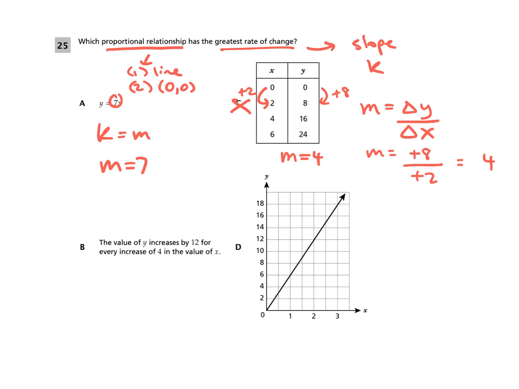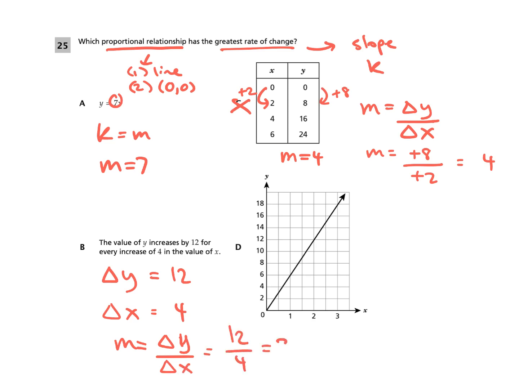B, it says the value of y increases by 12 for every increase of 4 in the value of x. So what they're saying is the change in y is 12 and the change in x is 4. So m is change in y over change in x equals 12 over 4, which is 3. So right now, A still winning, B is gone.